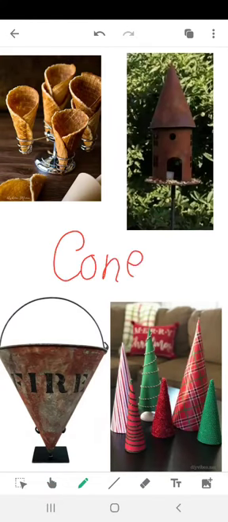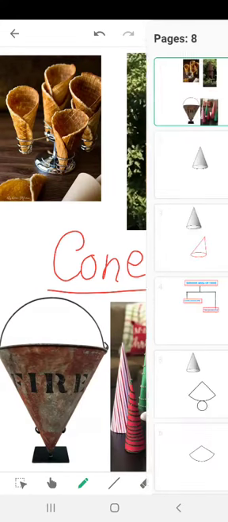So today in this video we will study cones, the axis of a cone, right circular and oblique cones, and then we will understand the surface area of a cone. Let us start with this.